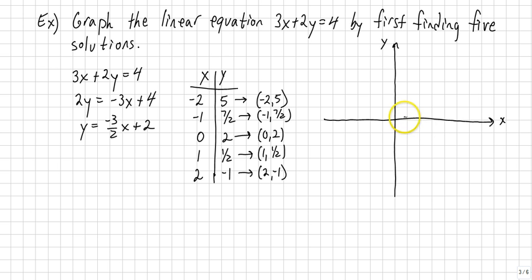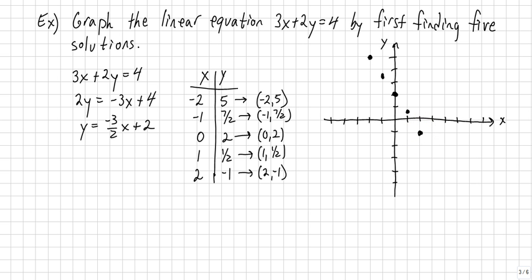So let's go ahead and put some tick marks on our axes. And our first one's (-2, 5). So that tells us to go left 2 and then up 5. So 1, 2, 3, 4, 5. And then (-1, 7/2). So it's -1 and 3.5. (0, 2). (1, 1/2). And then (2, -1).